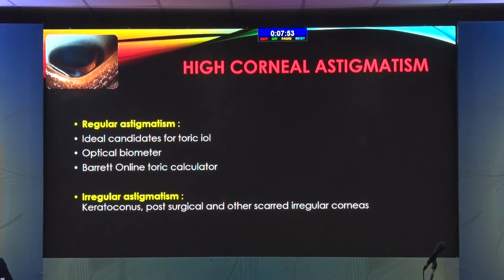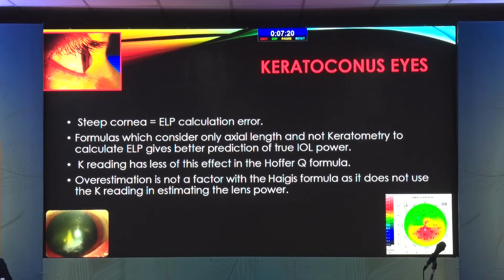So what about high corneal astigmatism cases like keratoconus and some irregular corneas? When they have a regular astigmatism, they are ideal for toric IOL. You should just make sure that the keratoconus is not worsening and there are no changes, and also there might be patients where you have masquerades of either PMD or Terrien's as well. Optical biometry and the Barrett online toric calculator: I come to a conclusion after doing both together. And in irregular astigmatism, that is keratoconus, post-surgical and other irregular corneas, always make sure that you take the topography.